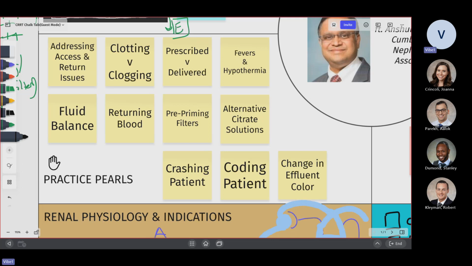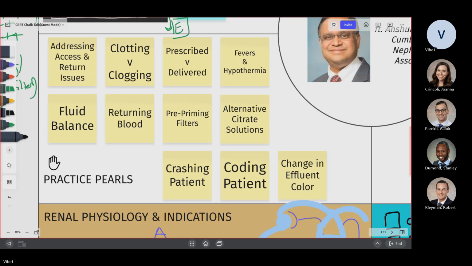The other thing is if the filter has started to clot. Now remember, anytime you're running blood, there is always going to be a deposition of some form of proteins on that filter. So over time, as the filter keeps on running, the deposition gets on more and more, and there is a chance that the filter can start clotting.